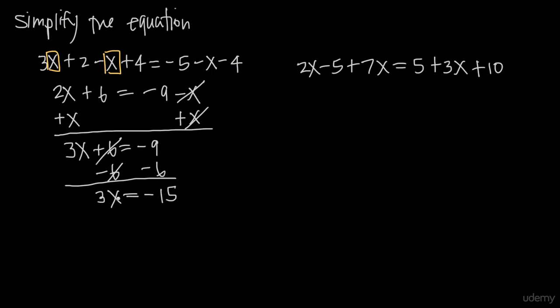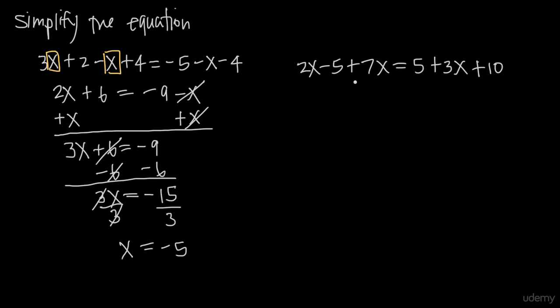Now we can divide both sides by 3, and we're just left with x because we get the 3's to cancel, and negative 15 divided by 3 is a negative 5. So our solution is x equals negative 5, and we got there by using our knowledge of like terms to simplify both sides of the equation.